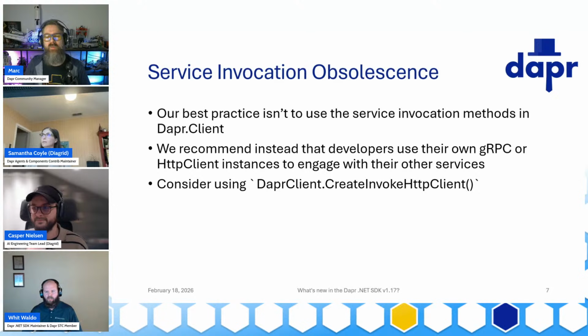Service invocation is considered obsolete at this point. Service invocation methods themselves. The recommendation is that you use your own client, gRPC or HTTP, to contact your own services. There is a static method, DaprClient.CreateInvokeHttpClient. You'll provision an HTTP client based on how you've registered Dapr clients. So any API tokens that you've specified will be automatically appended into that, and will continue to route through the sidecar. So you can still use service discovery.